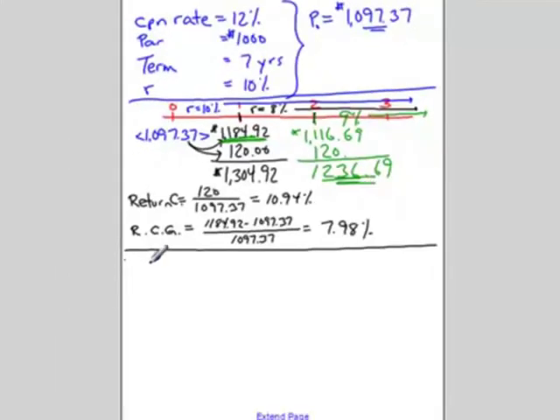So for the year, the return for the coupon is the $120 over the 1184.92, and that's 10.13%.